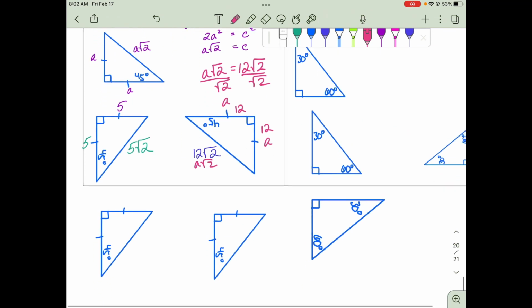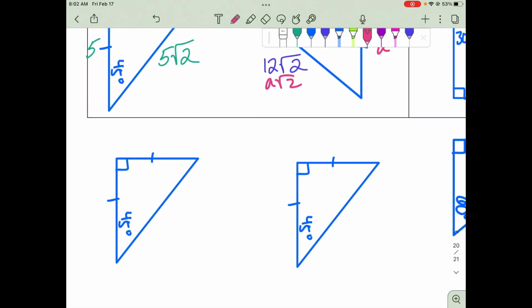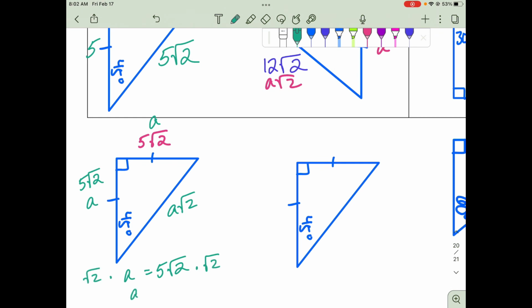Now let's look at a couple more. Let's say that this was 5 root 2. Well, this is a, so we know this side is also 5 root 2, and then this is a root 2. So I would take a, which equals 5 root 2, and I'd multiply both sides by root 2. So then you'd get a root 2 equals 10.